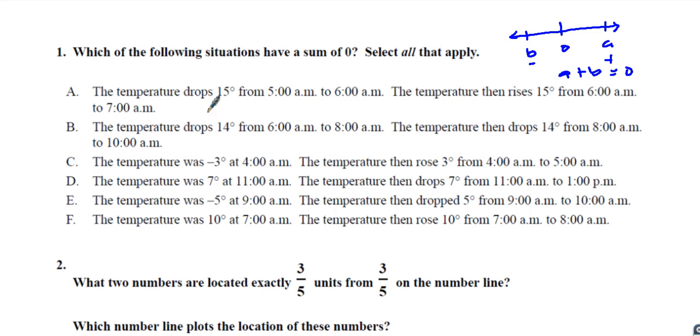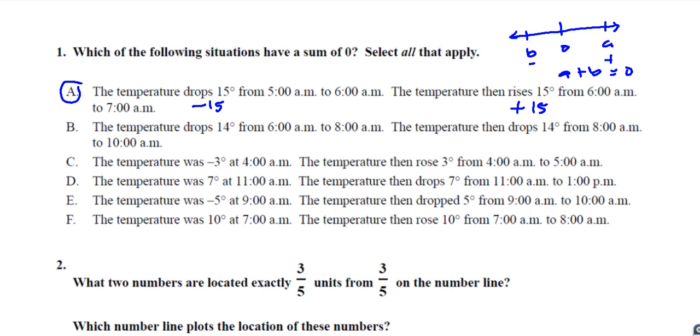So the temperature drops 15 degrees from 5 a.m. to 6 a.m. The temperature then rises 15 degrees from 6 a.m. to 7 a.m. So if the temperature drops by 15 degrees, that means it's negative 15. The temperature then rises 15 degrees, so that's plus 15. And so if we're looking at the sum of negative 15 plus 15, that will be 0. So this one would work.